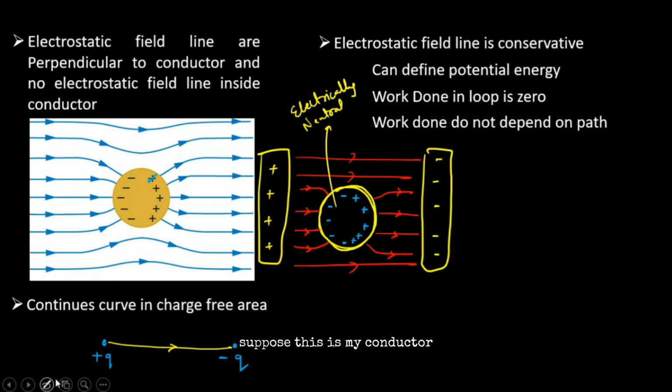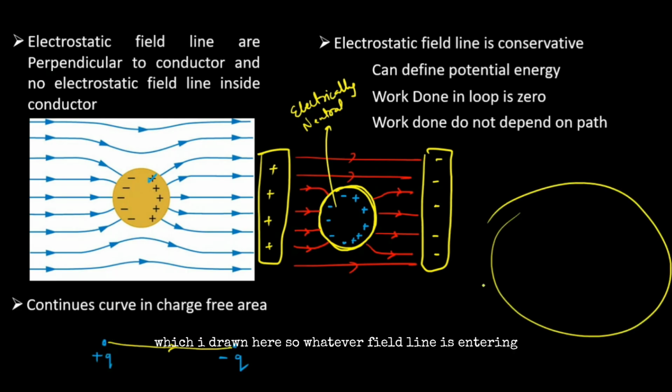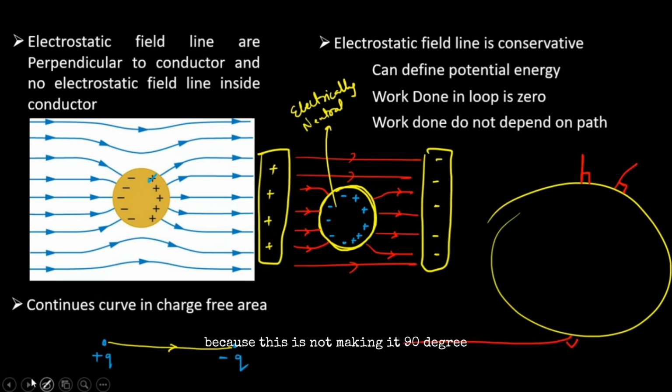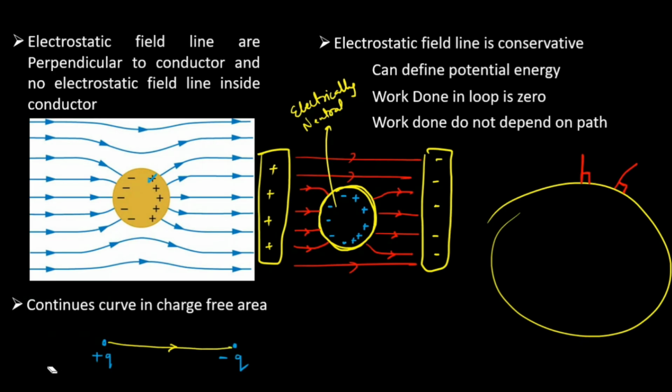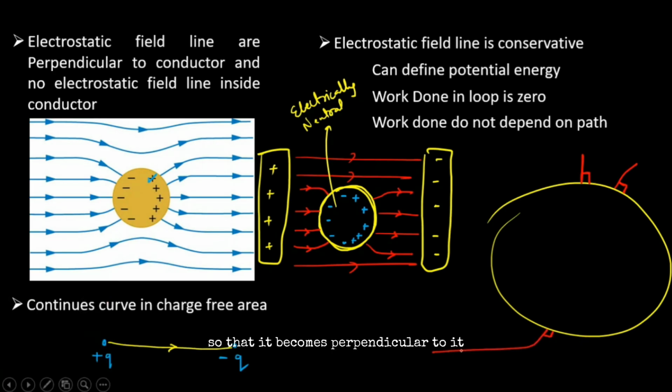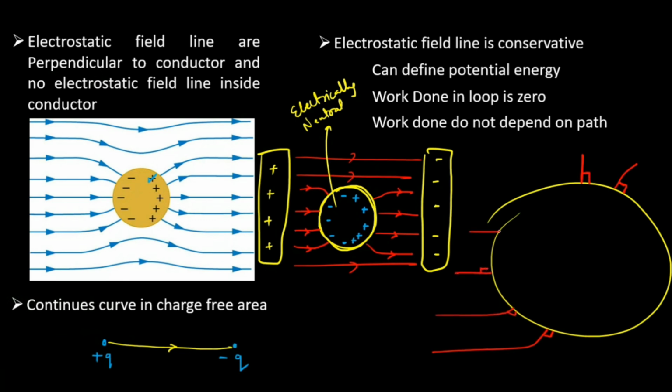Perpendicular to the conductor means, suppose this is my conductor which I drew here. Whatever field line is entering or exiting is supposed to be perpendicular to the surface, like that. That is the reason we do not draw the field like that, because it is not making 90 degrees or becoming perpendicular. Instead, the field automatically turns itself so that it becomes perpendicular to it. So this is the reason why the field line actually moves like that. Understood?